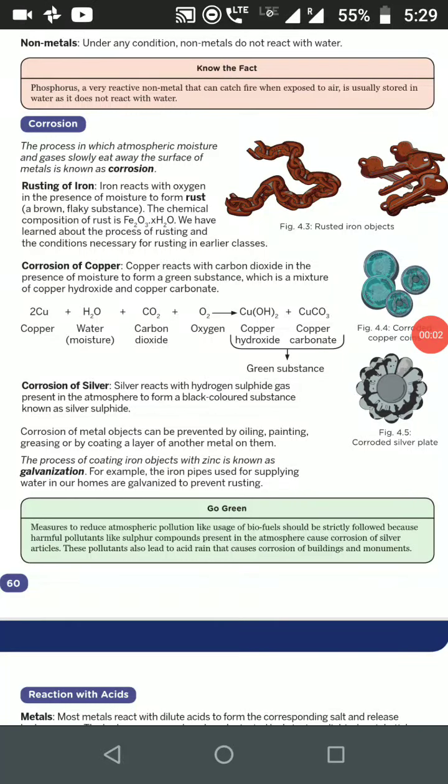Hello students. So we are going to do our next topic, corrosion. What is corrosion?